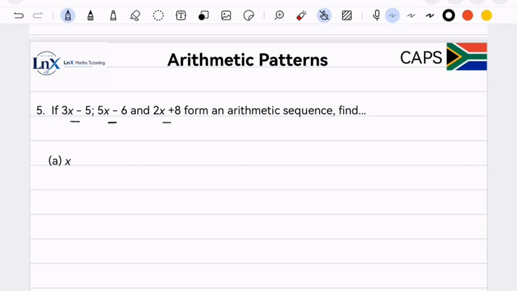Alright, so now we're on the fifth question, and it reads, if 3x minus 5, 5x minus 6, and 2x plus 8 form an arithmetic sequence, find x. Right, so this is our fifth question. So you can pause the video and have an attempt at it.